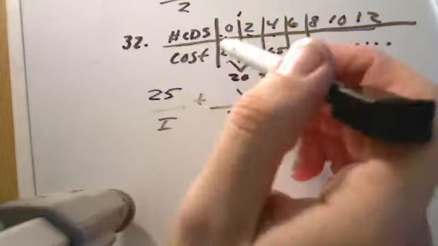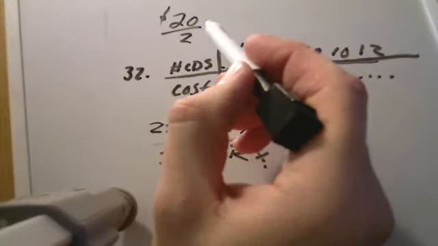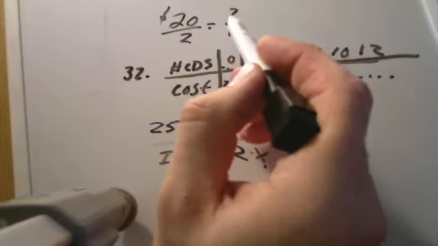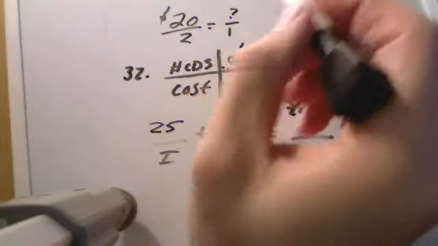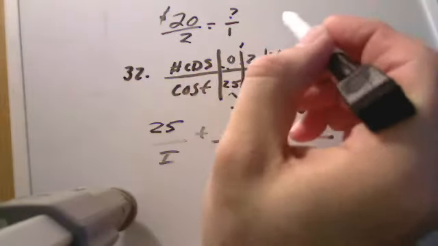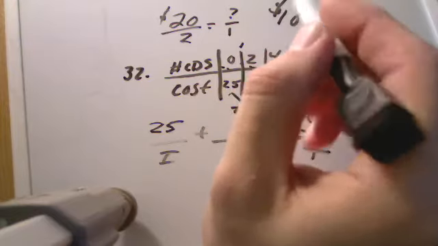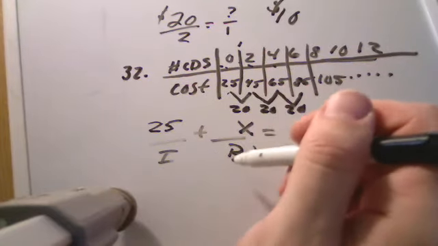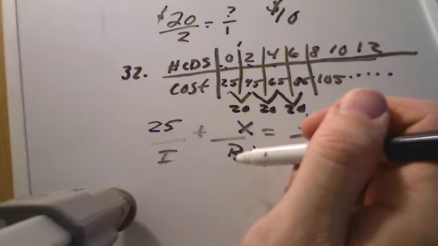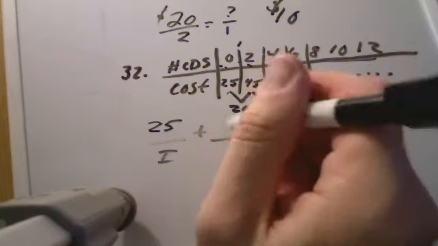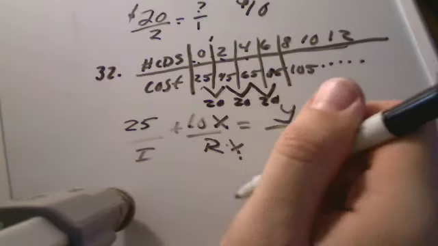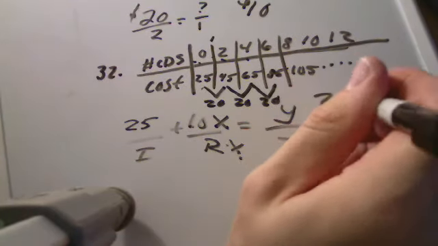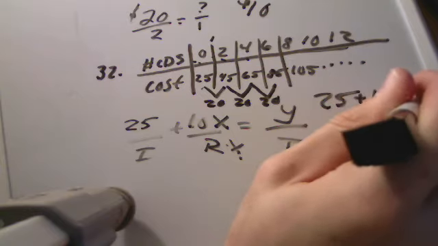So we say $20 for 2 CDs. How much would that be for 1? You could cross multiply, or you could just say 20 divided by 2 is $10. Remember, a rate tells you what 1 would be for that amount of money. So it would be $10. That ends up with the equation: 25 plus 10x equals y.